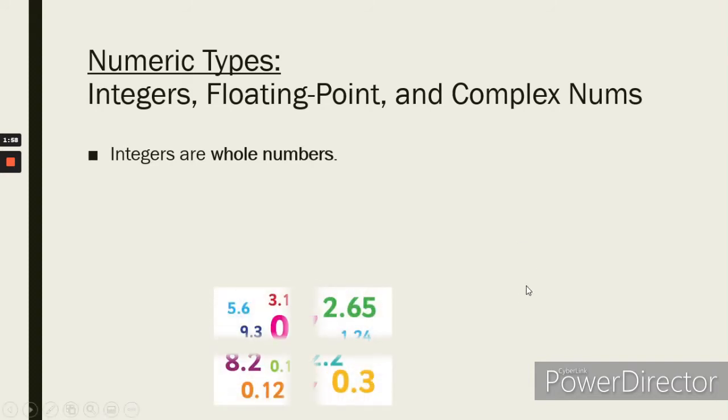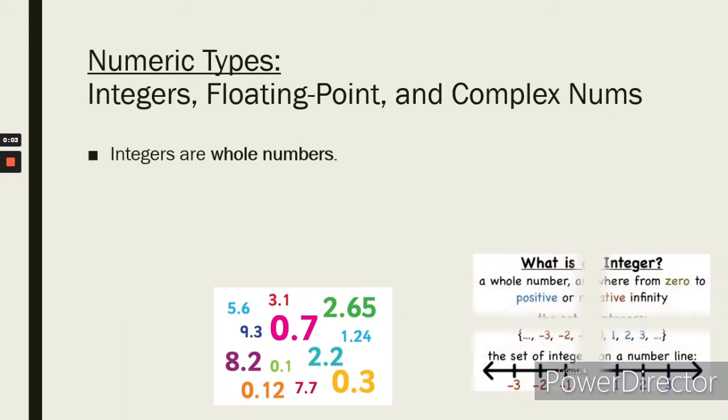Integers are whole numbers. Examples: 1, 2, 3. Not 1.0, 2.0, 3.0. They are not examples of integers, and numbers that have decimals are not examples of integers. Negatives are also examples of integers because they are whole numbers. The positive or negative sign does not determine if the number is an integer or not.